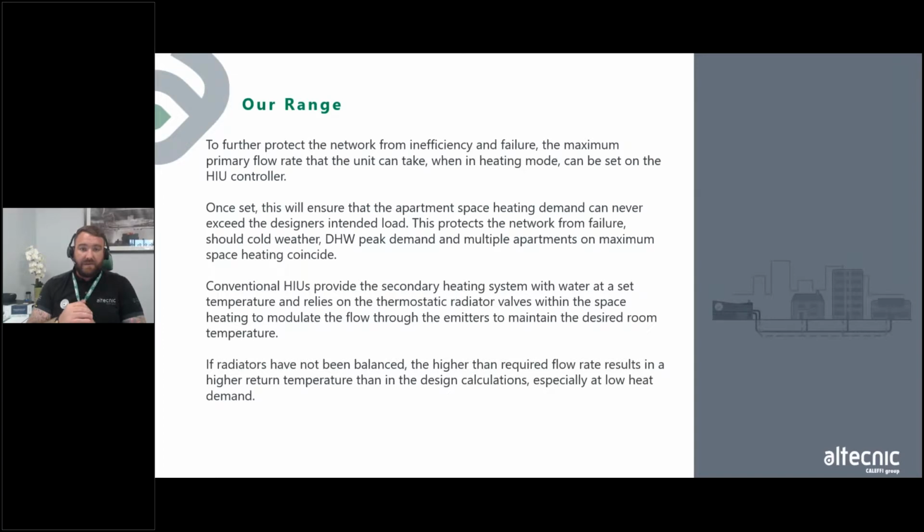To further protect the network from inefficiency and failure, the maximum primary flow rate the unit can take when in heating mode can be set by the HIU controller.